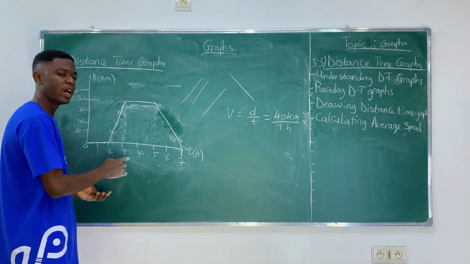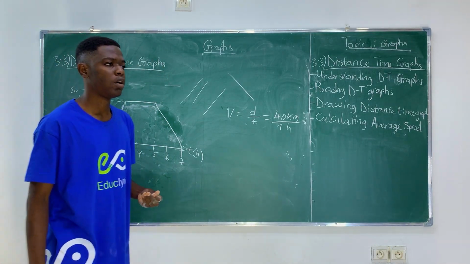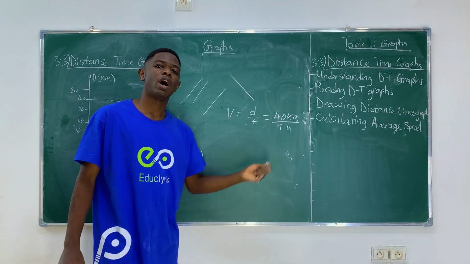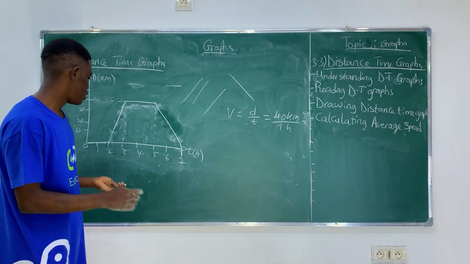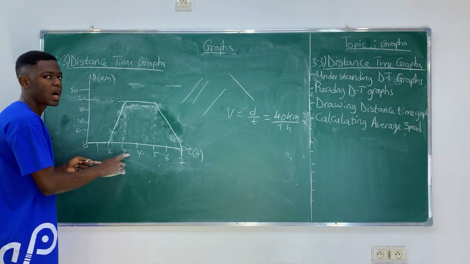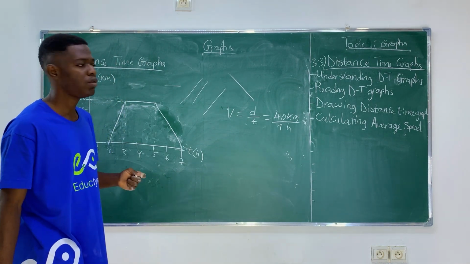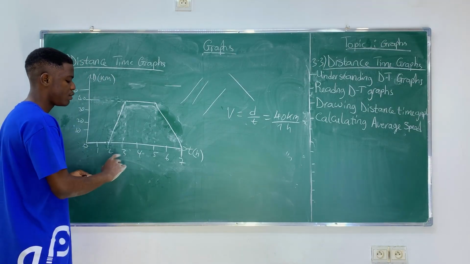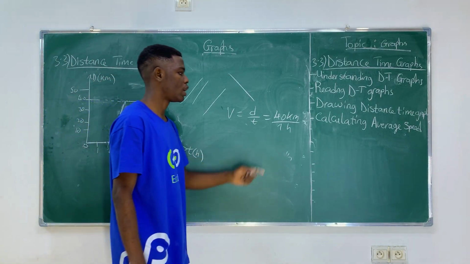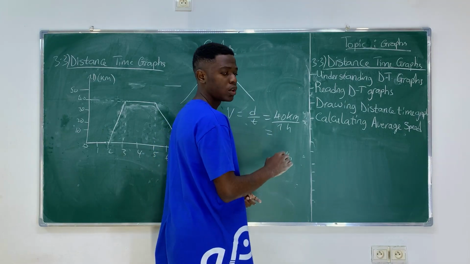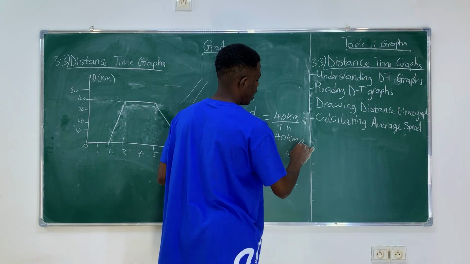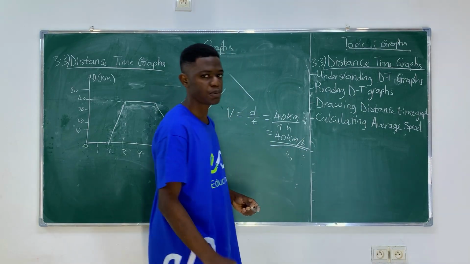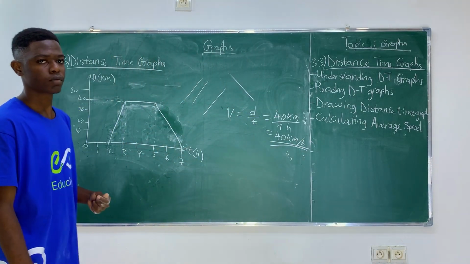From 2 hours to 3 hours, how much time is that? 1 hour. Right? From the second hour to the third hour, it took 1 hour. If you don't know, you can take 3 minus 2, the difference between the two. It's going to be 1 hour. So the speed was 40 kilometers per hour. That is the speed when it was going.